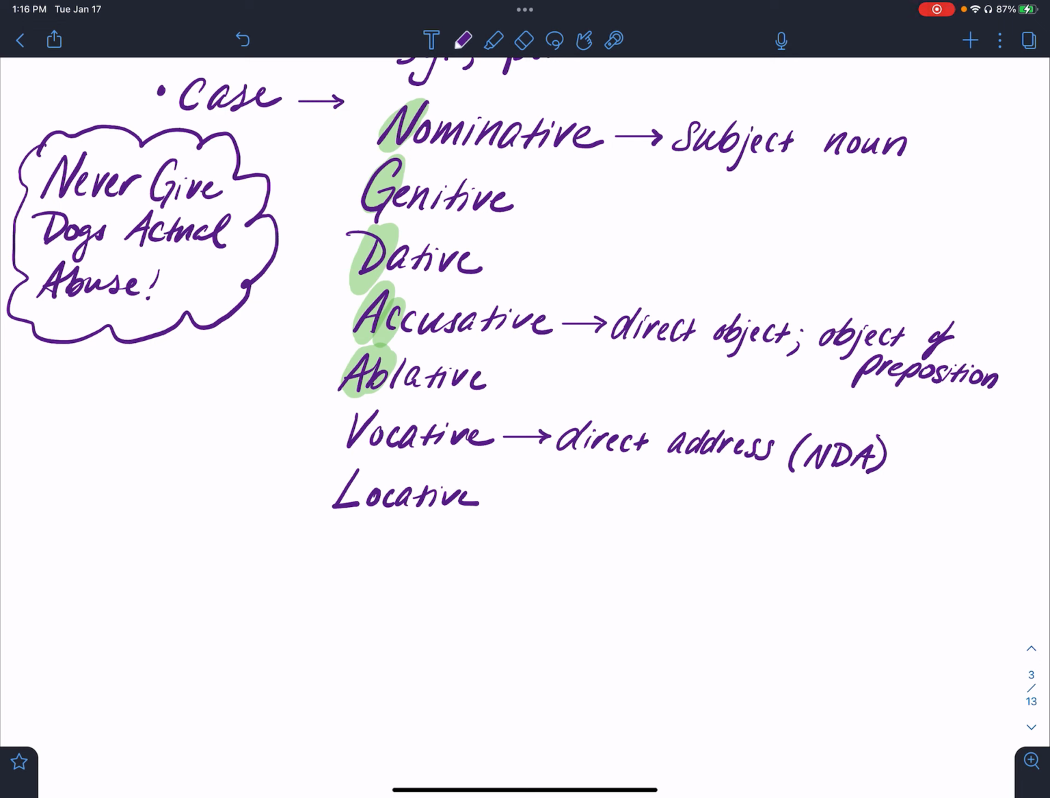That's different. That's in a prepositional phrase. Grammatically, you don't see the locative very often. There are only a couple of words that use the locative.